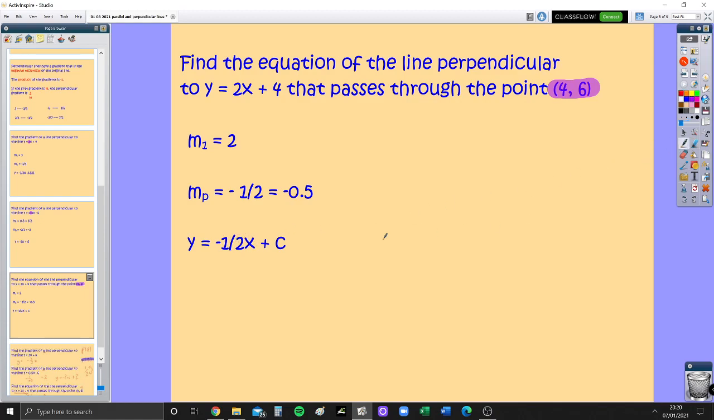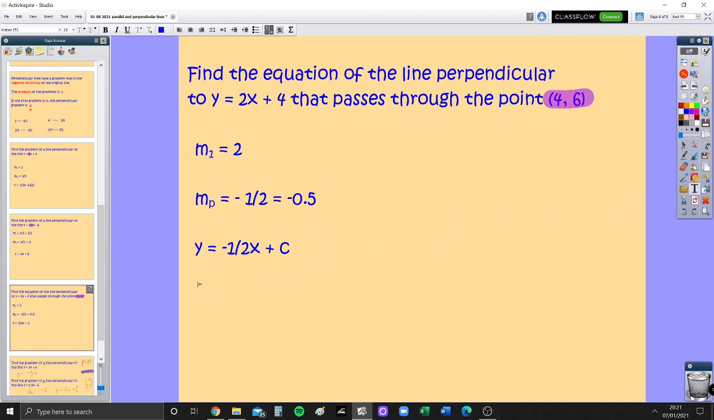So we've got here then that our y value is negative a half of our x value plus c. So let's have a look. Again, some of you will be able to do this mentally, but let's pop the values in. So our y value of 6 must occur when we've got minus a half times x, so that's times 4, and plus whatever our c value is. Well, obviously a minus a half times 4 is minus 2.